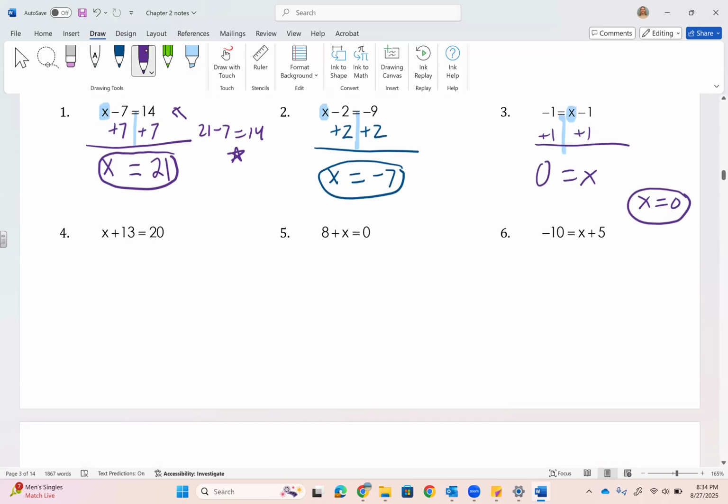All right, let's keep going. We're going to subtract 13 from both sides because it is plus 13. You draw that vertical line for the equation, and x is equal to 7. In this case, to get x alone, there's an 8 next to it, a positive 8, so we're going to subtract 8 from both sides.